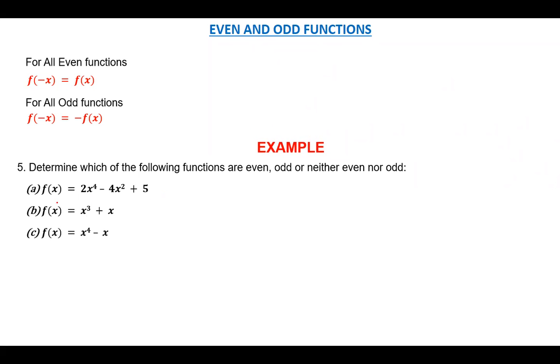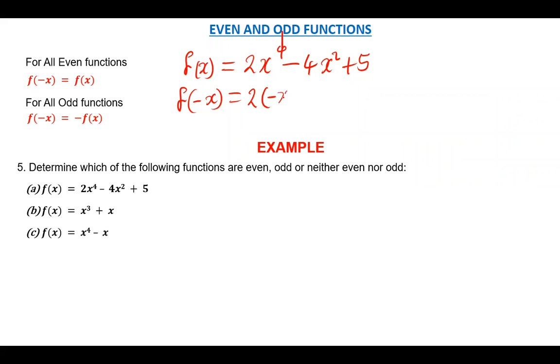So these are the functions that we are seeing here. So the first one that we have is f of x is equal to 2x to the power 4 minus 4x squared, then plus 5. So we test it using f of negative x. So meaning we're going to put negative x where there's x in this function. So when you put negative x, we're going to have negative x there raised to the power 4 minus 4, then we have negative x there raised to the power 2, then plus 5.